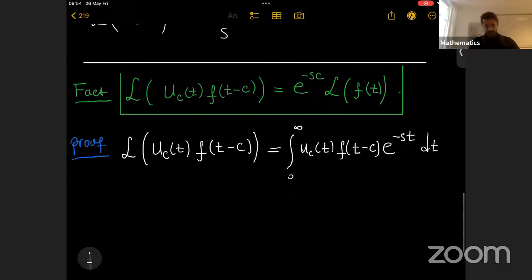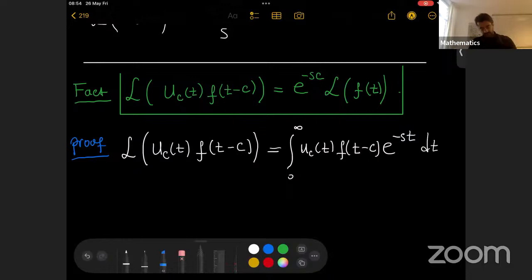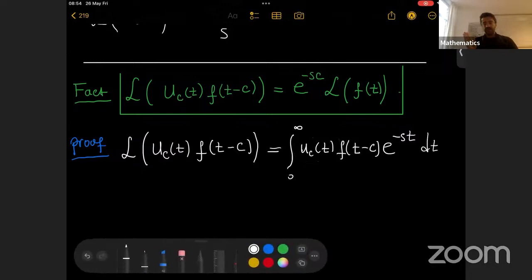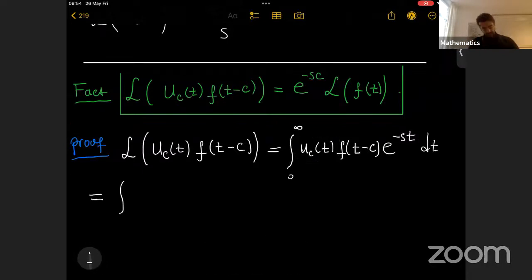We can simplify this because remember here, this function UCT is 0 if t is smaller than c. So this tells you basically you can start from c instead of 0 because before c everything will be 0. And after c it is 1, so this is going to be f t minus c e to the minus st. So it becomes simpler after you do this.